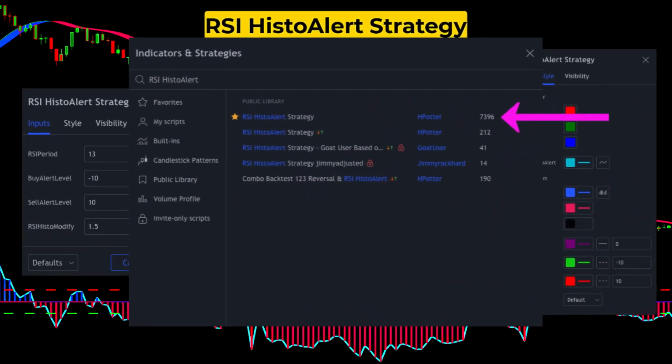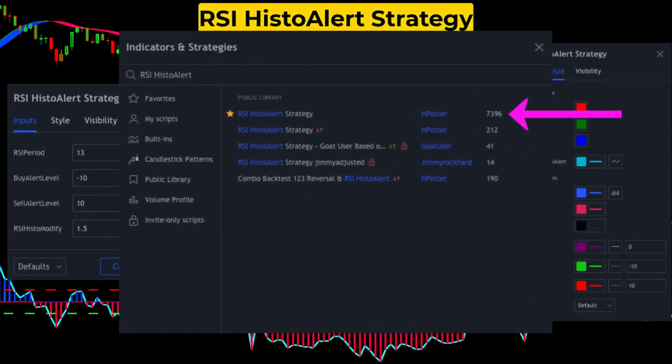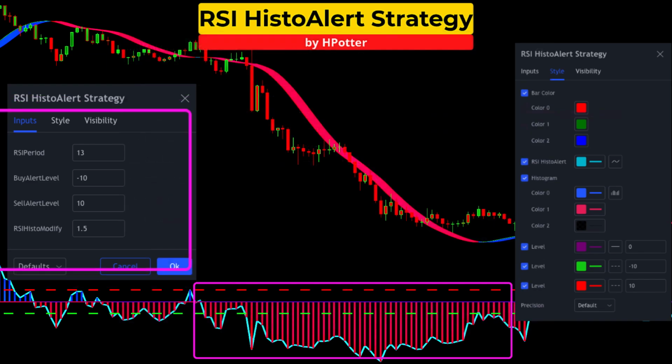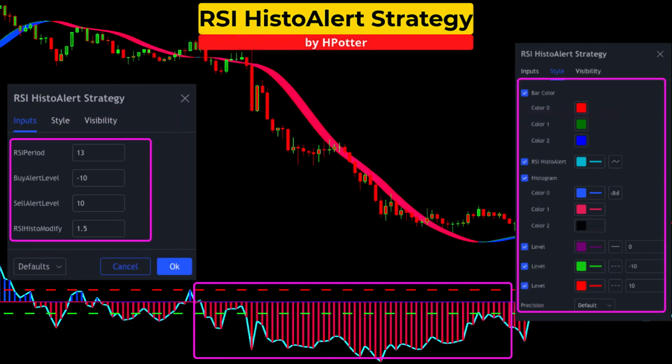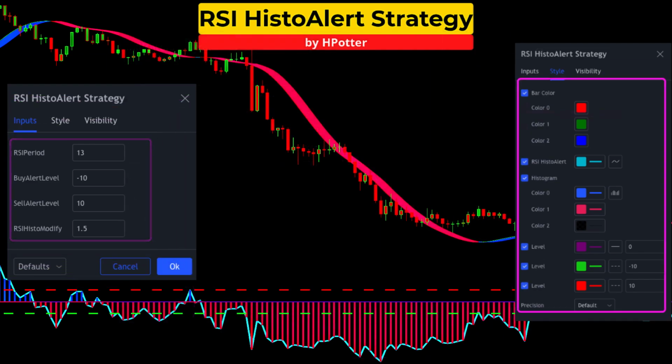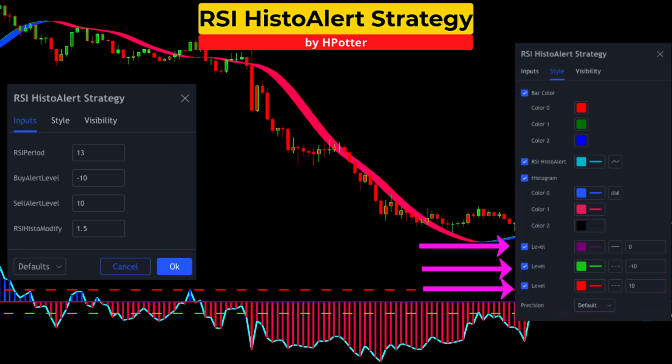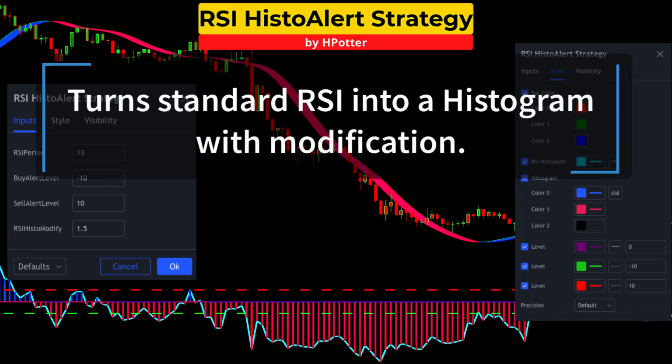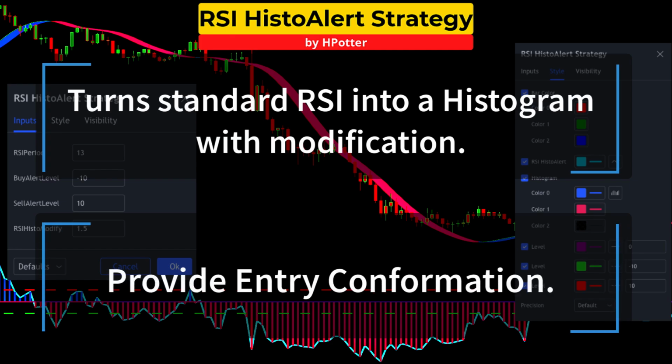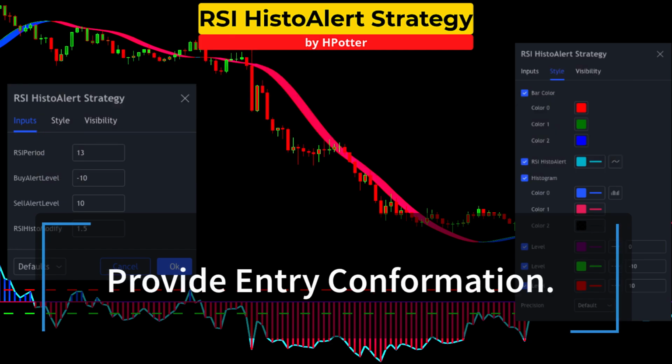The second TradingView indicator is the RSI Histo Alert strategy. I am going to keep the inputs at default, but thicken the lines of the histogram to see it more clearly. In addition, I am going to change the lines to 0, -10, and 10. This custom indicator translates the data from the RSI and turns it into a histogram. This study will provide entry confirmation.